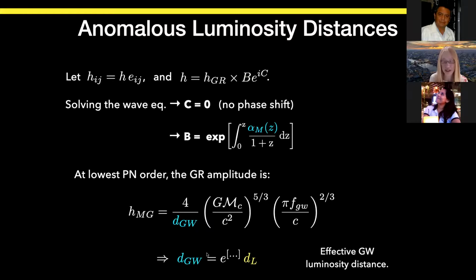And if we can then find sources that have electromagnetic counterparts, what we often call standard sirens, we could hope to measure the blue dGW from the gravitational wave. We can measure the yellow luminosity distance from the electromagnetic counterpart, and we could hope to bound the parameters that sit in the middle.